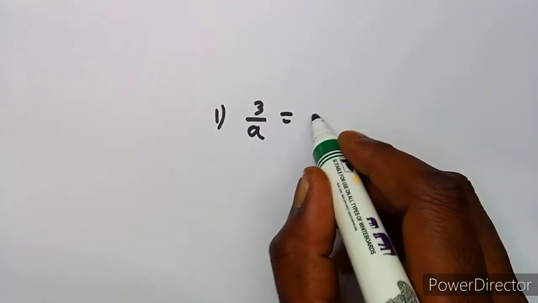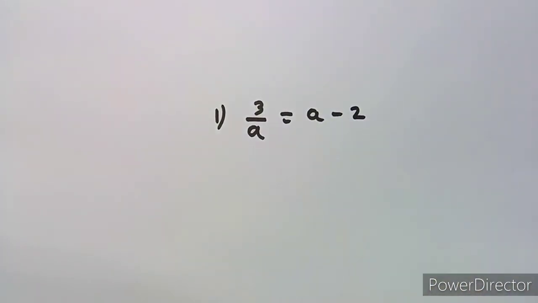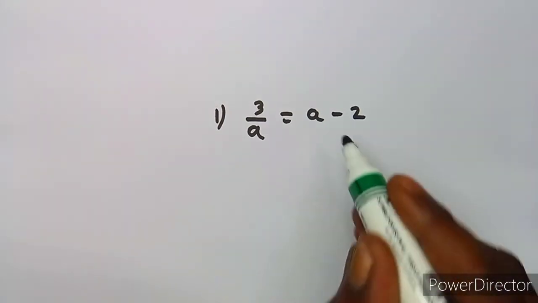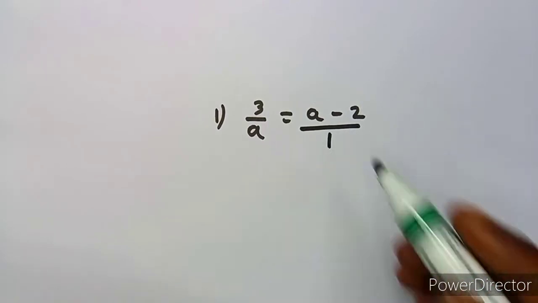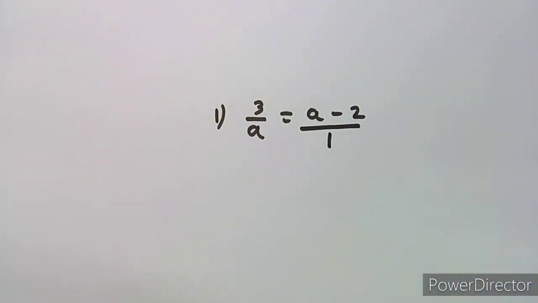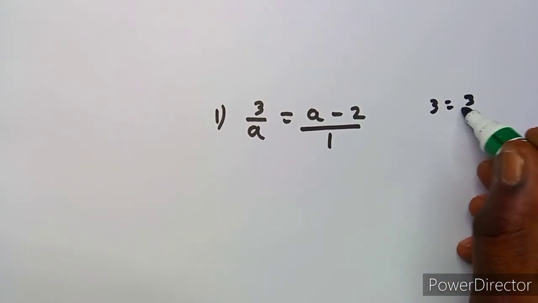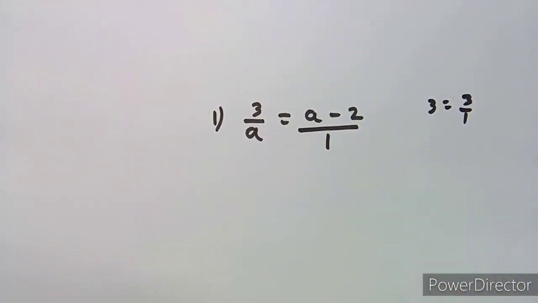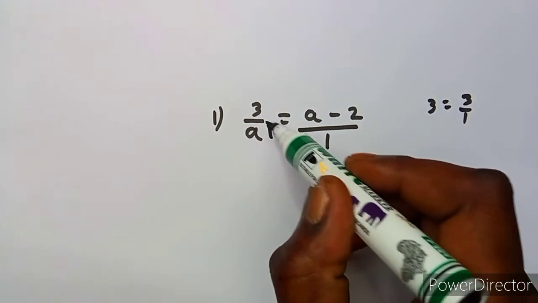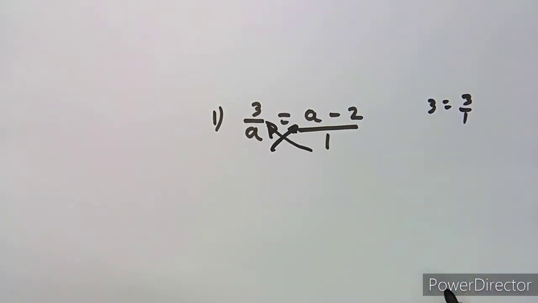We are clearing the fraction, that is, removing that fraction. As you can see, I have two possible conditions. I can just write everything over 1, so that it's now a fraction, because remember, any number like 3 as a fraction can be written as 3 over 1. It's the same thing with a minus 2, which can be written as a minus 2 over 1 as a fraction. So now I can cross multiply there.